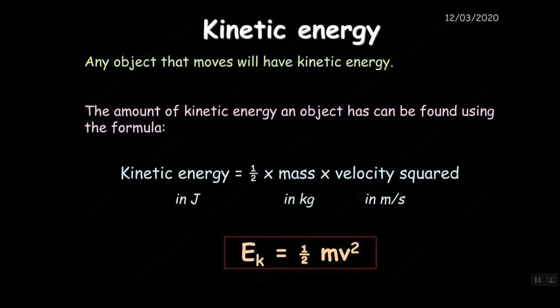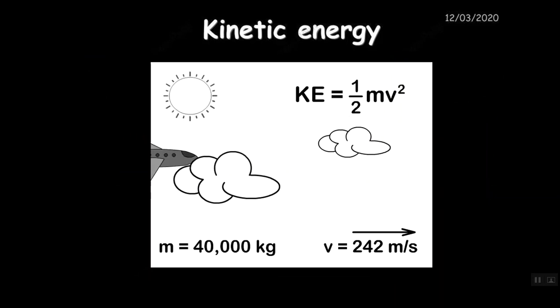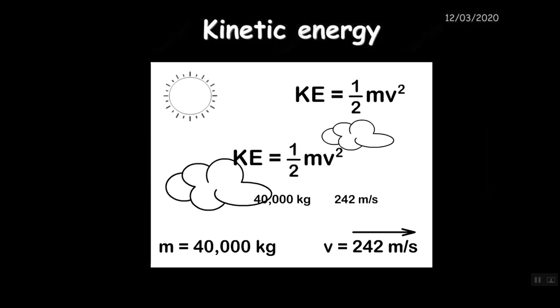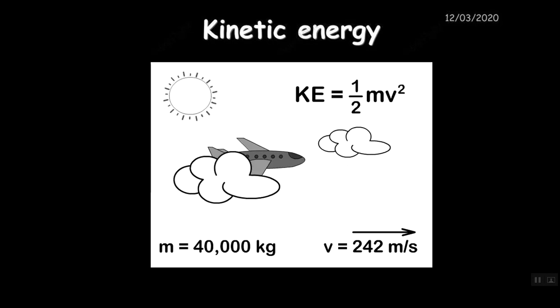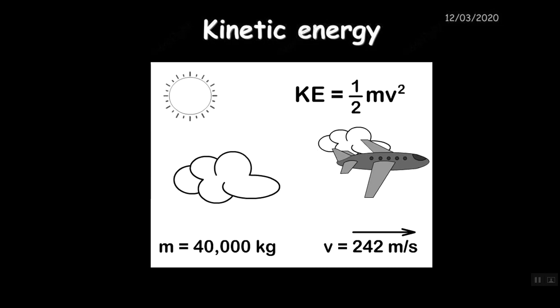So what is kinetic energy? Any object that moves will have kinetic energy. The amount of kinetic energy an object has can be found using the following formula, where the kinetic energy in joules is half the mass in kilograms times the velocity squared, or EK = 1/2 mv². If we look at our aeroplane, it has a mass of 40,000 kilograms and a velocity of 242 meters per second. We square our velocity, multiply it by our mass and by a half, and we get 1.17 times 10^9 joules.